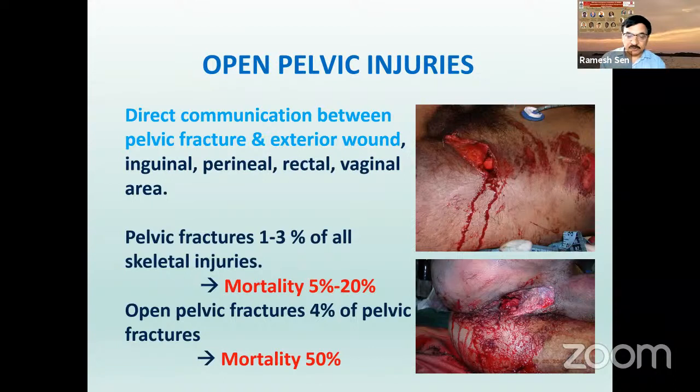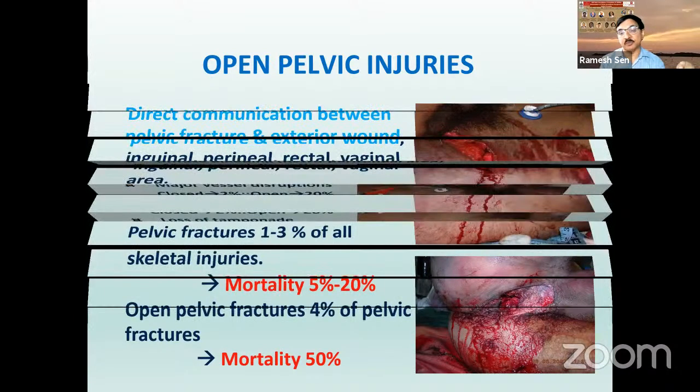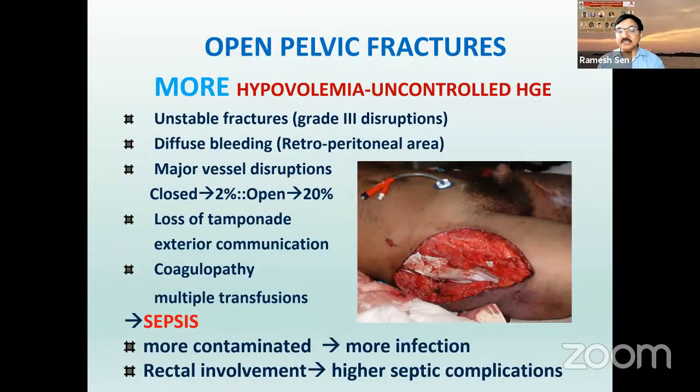And with all those factors, if you look at the mortality of a standard pelvic fracture, it is about 5 to 20%. But if it is an open pelvic fracture, the mortality goes as high as 50%. So these are really the most important emergencies which need to be taken care of. And why is this mortality so high? Because most of these injuries which land up in an open fracture are unstable.